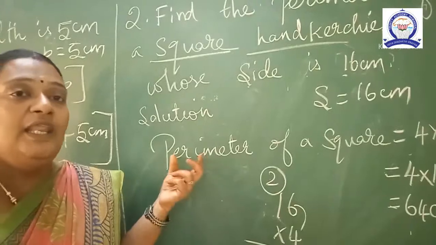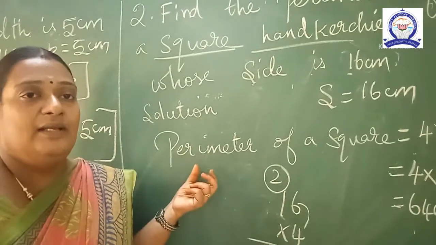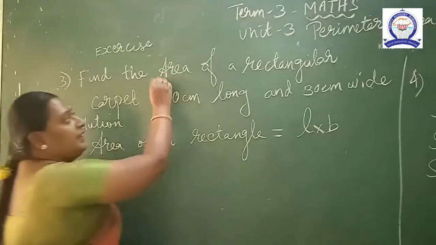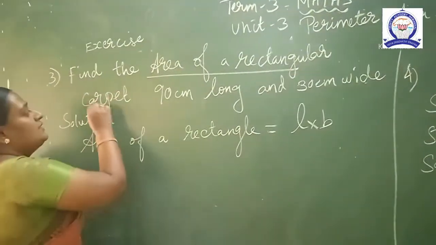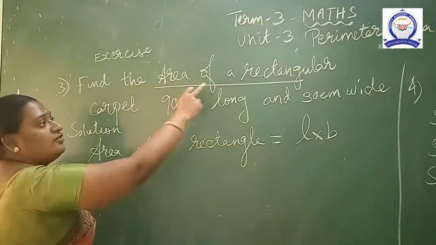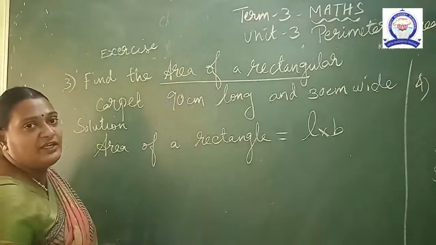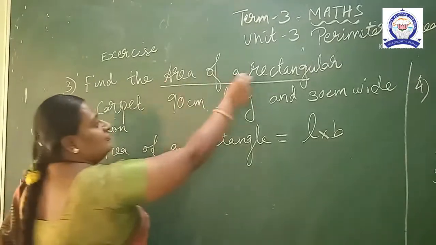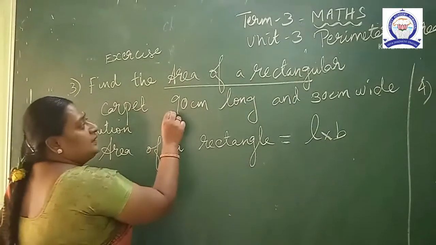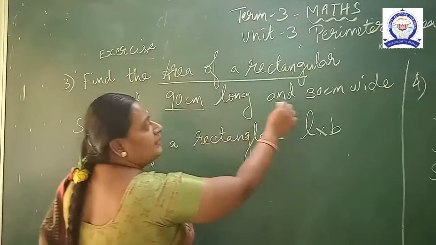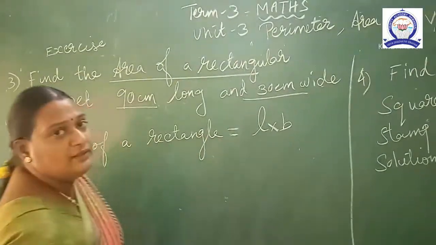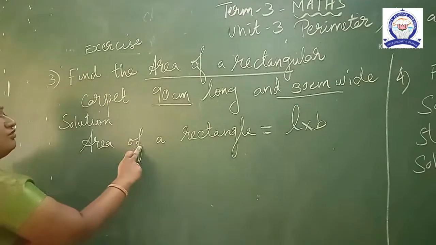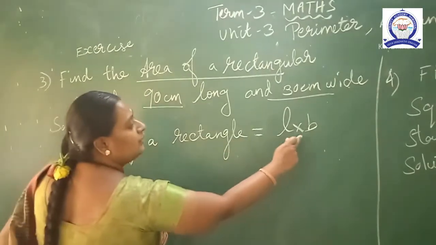Next we see area of rectangle and area of square. Next we see the third sum. Find the area of a rectangular carpet that is 90 centimeter long and 30 centimeter wide. So we have to know the area of a rectangle formula. Area of a rectangle is equal to length into breadth.